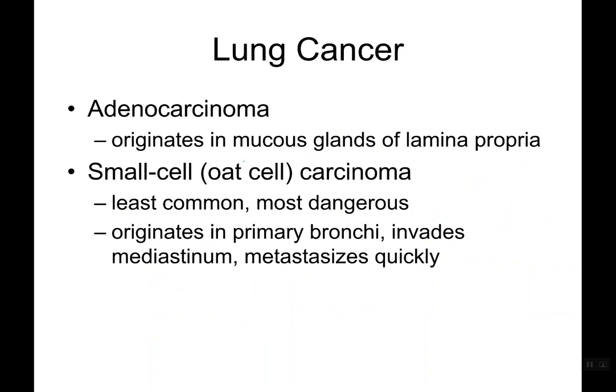Adenocarcinoma originates in the mucus glands that line the lamina propria of the bronchi. And small cell, also sometimes called oat cell carcinoma because of their appearance, is the least common, but it's the most dangerous. So this originates in the primary bronchi and invades the mediastinum and kind of spreads around the mediastinum, so it metastasizes quickly.